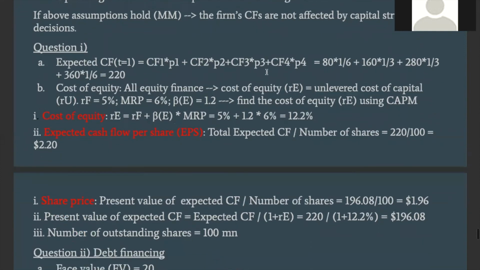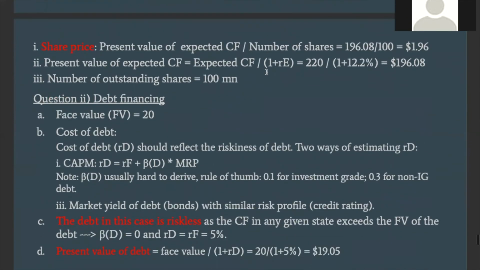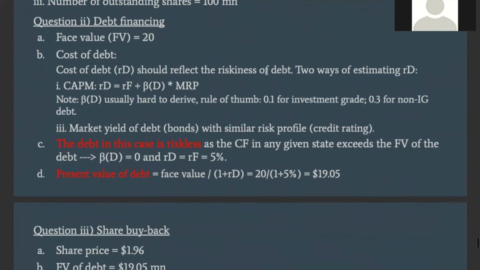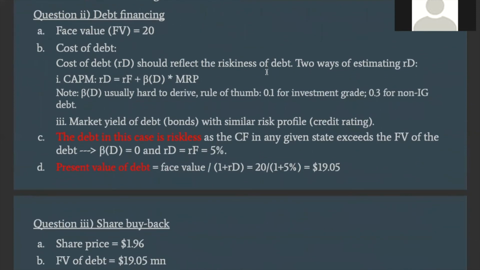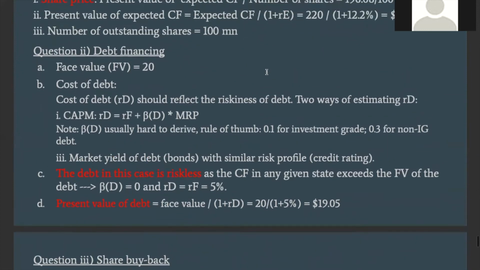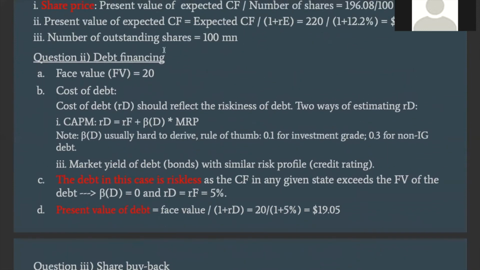Good. So we will proceed to the next part of this question, which is debt financing. What happens here is that the question introduces a new concept, which is that the project would take on some loan. We know that the face value, or the future value, of this debt is 20 million. And what we are asked to do is to find the present value of the debt.